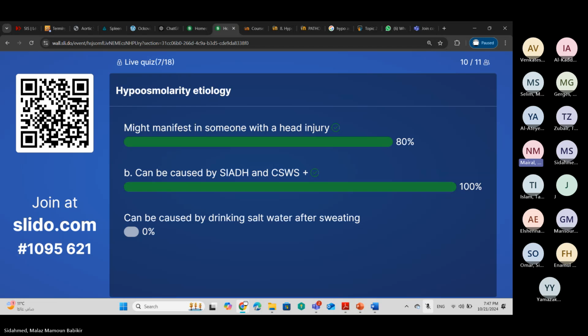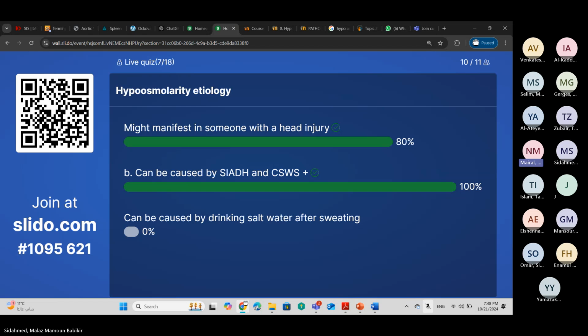Now, coming to SIADH, here the issue is not with ANP or BNP or whatever. Here, the problem is an inappropriate release of ADH. So what does ADH do? It's anti-diuretic hormone. So you're retaining water, and it's very obvious over here that it would lead to hypoosmolarity because you're diluting the blood effectively. And because of that, you get hypoosmolar hypervolemia. So that is the difference between SIADH and CSWS. I hope it was clear.